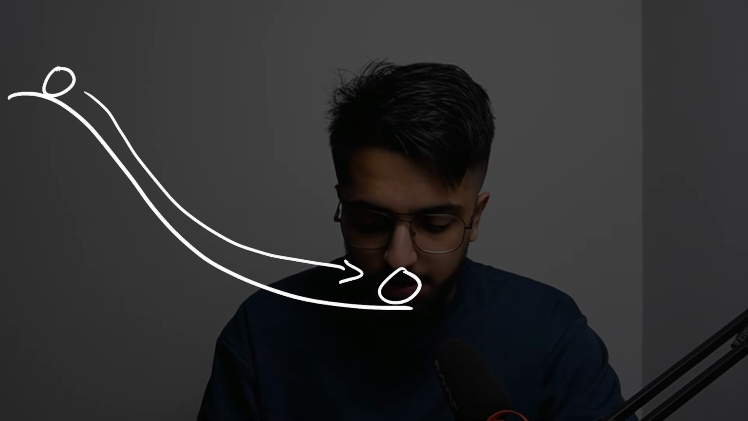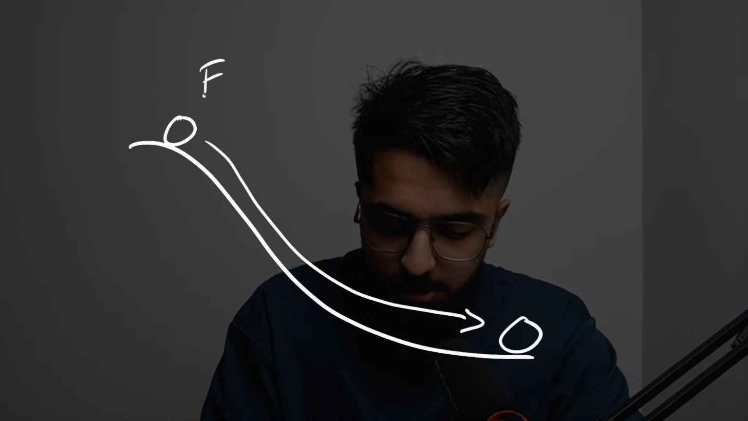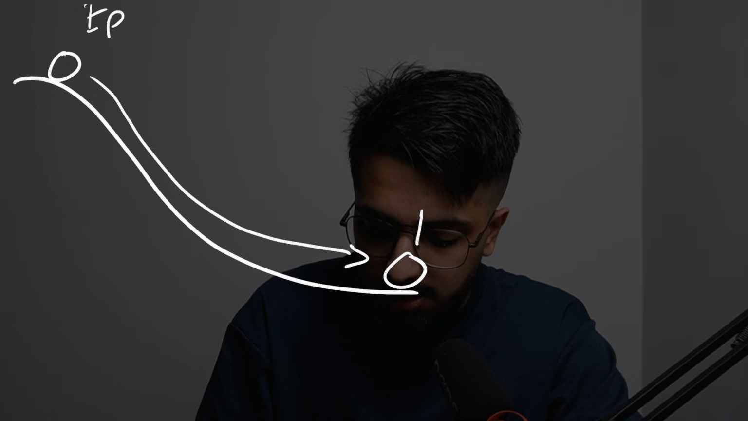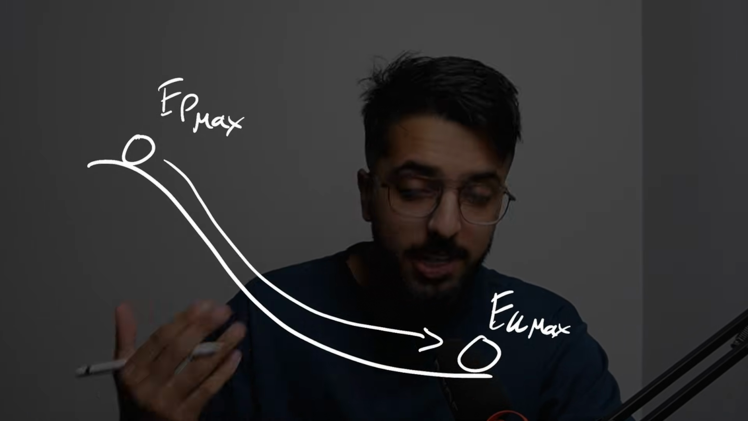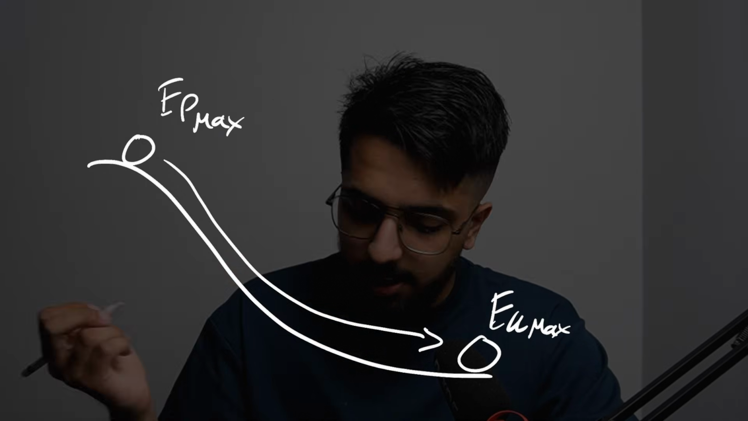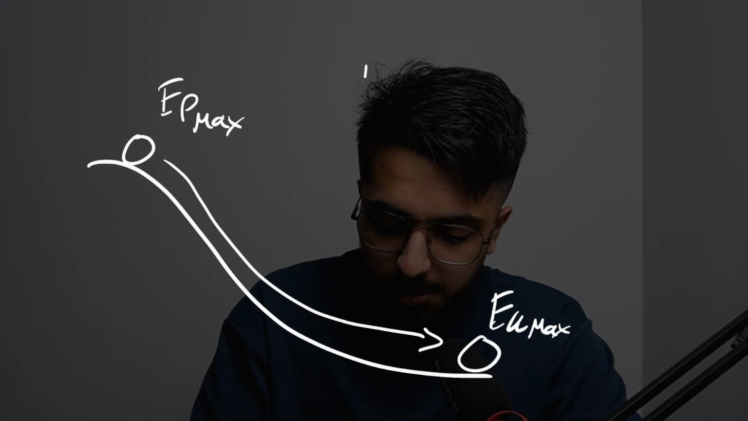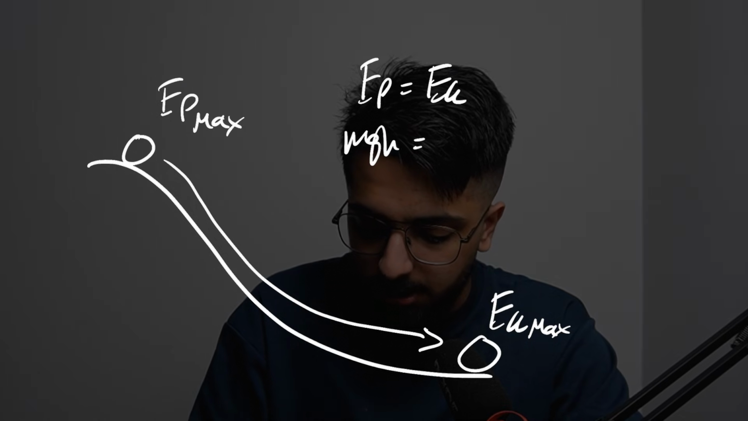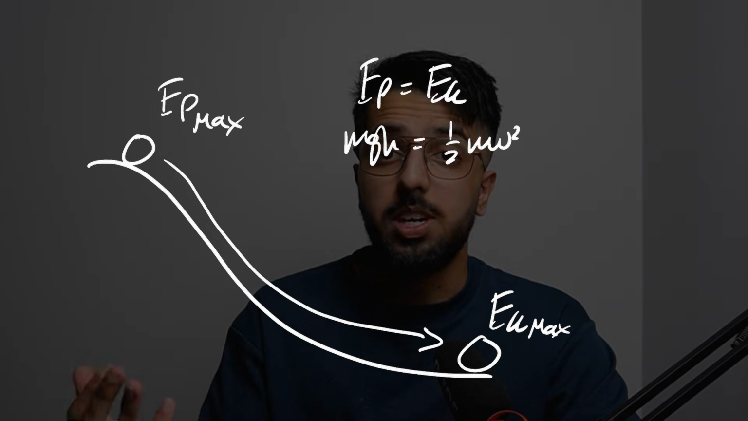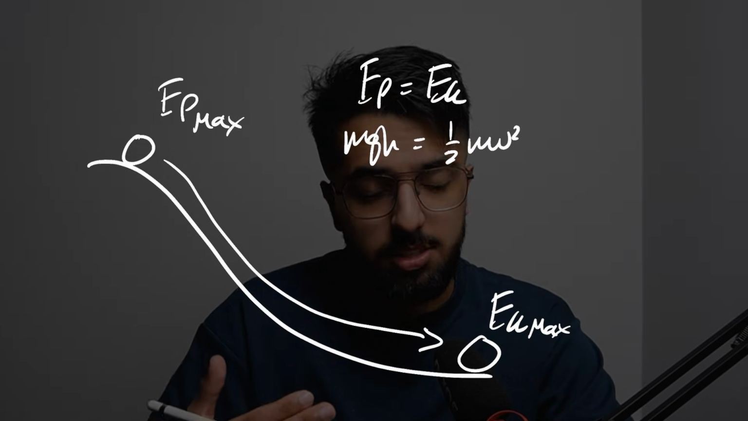Let's say we have a ball at the top of a hill, and then as this ball rolls down, we should be able to find its velocity, because we have max EP up here, and then we have max EK down here. So max EP at the top, and max EK at the bottom. And so simply we should be able to go EP is equal to EK, and therefore mgh is equal to half mv squared, and then we solve for v, and we should be able to find its velocity.